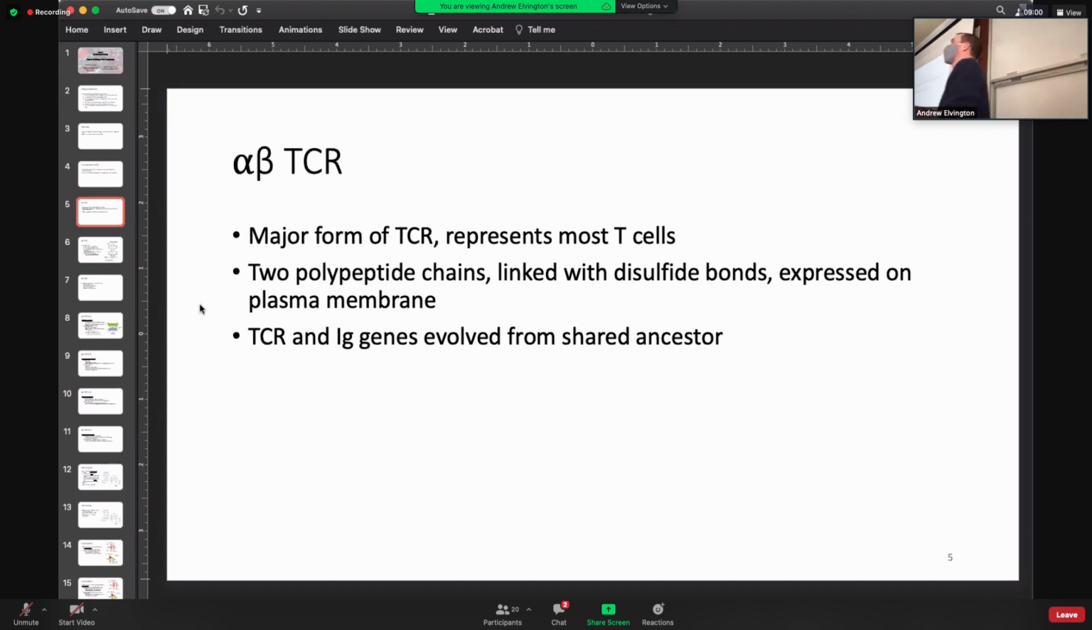Now, the major form of T cell receptor is what is called alpha beta, so named because it's the most prevalent. When we talk about T cell activity, you are probably talking about alpha beta T cell receptors. Now, the alpha beta, each one of those is a different chain. And before I click ahead, if I were to tell you that TCR and immunoglobulins probably evolved out of the same gene ancestor, what superfamily would T cell receptors belong to?